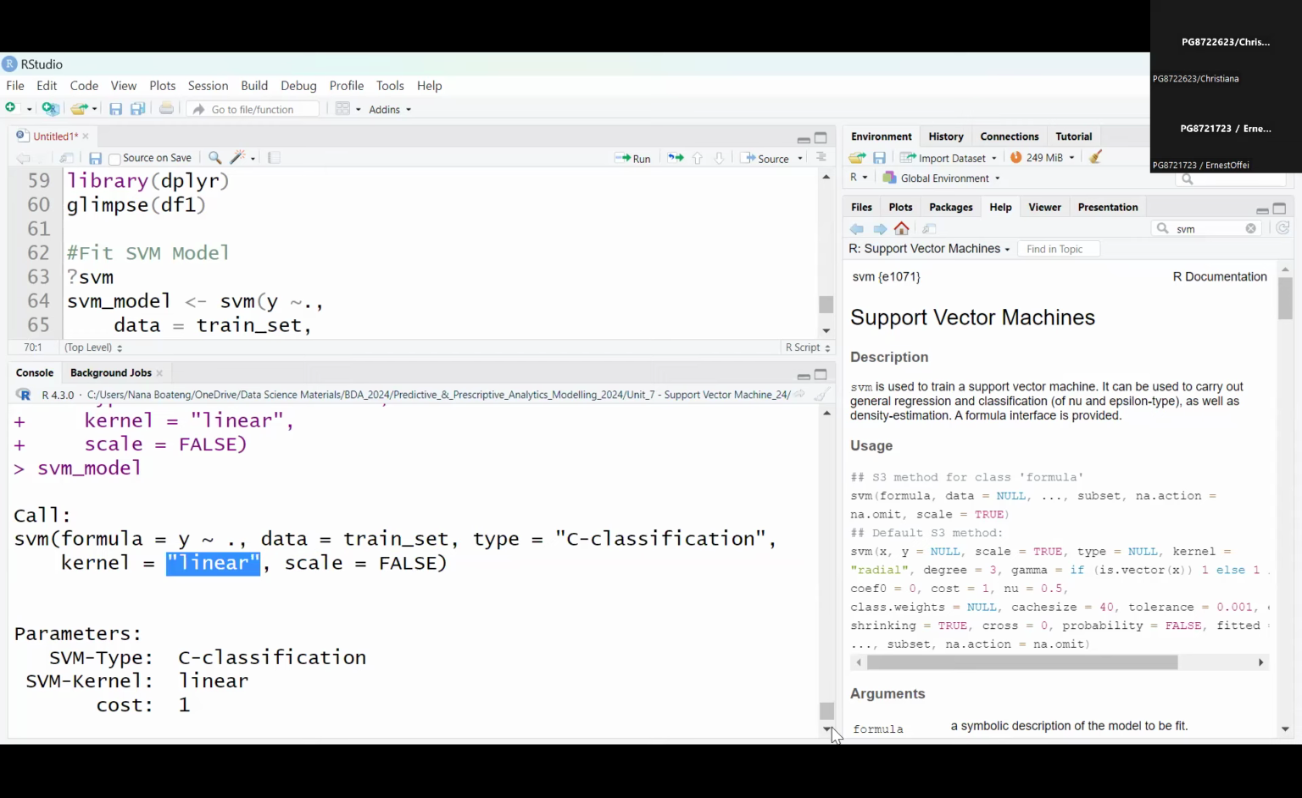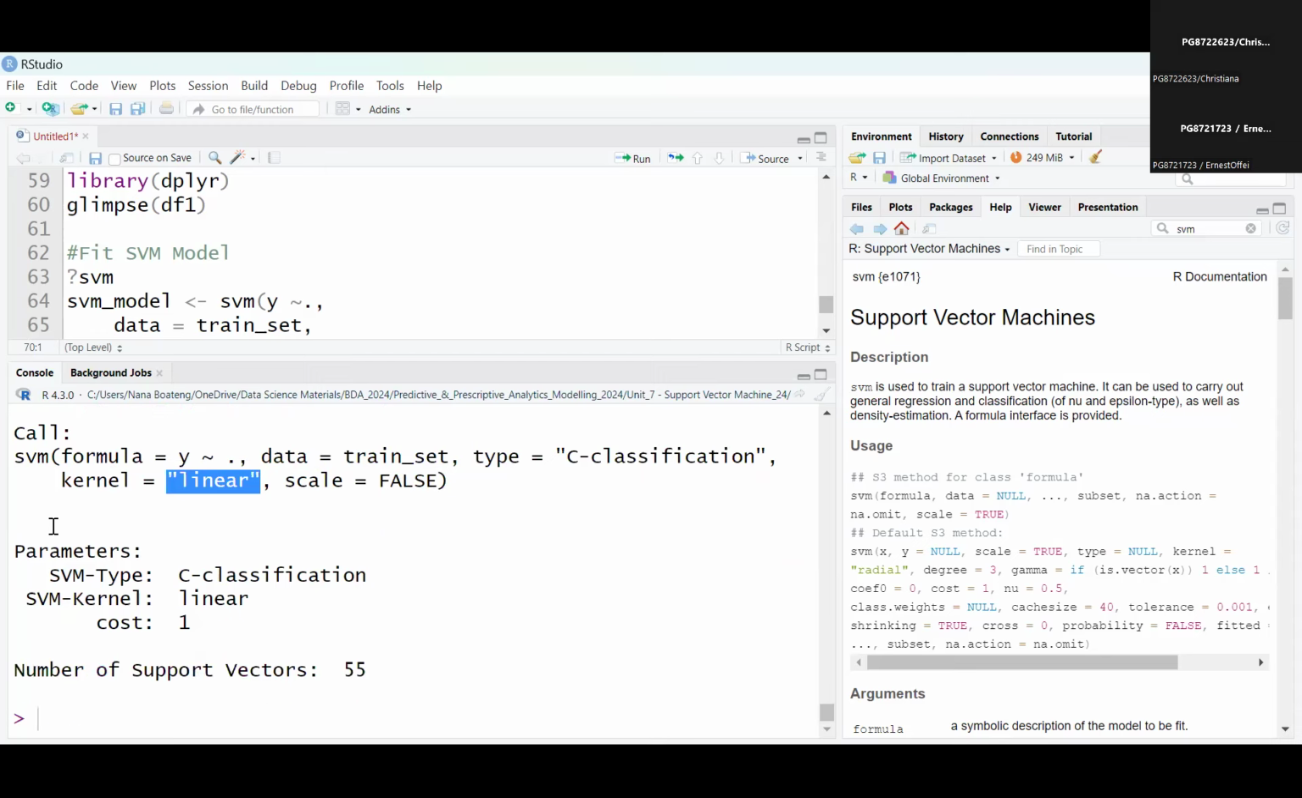Now you will see some stuff here, the parameters. We'll talk about some of them. Here we have a cost parameter. We'll speak about it later, but the default figure is 1. And then notice something, that the number of support vectors is 55.